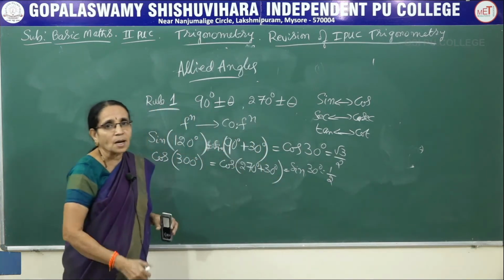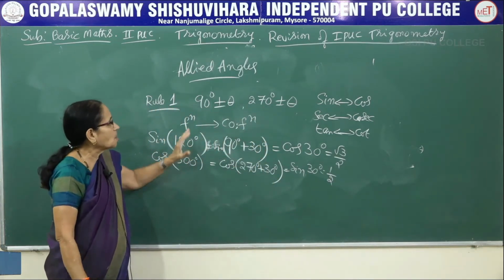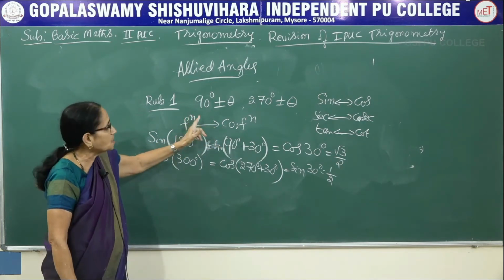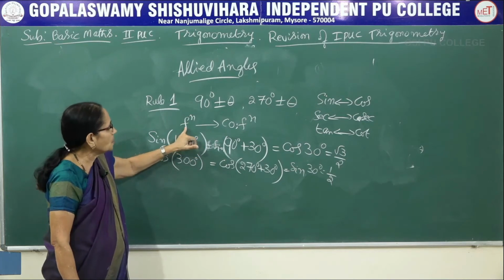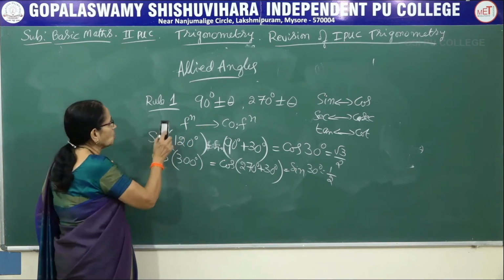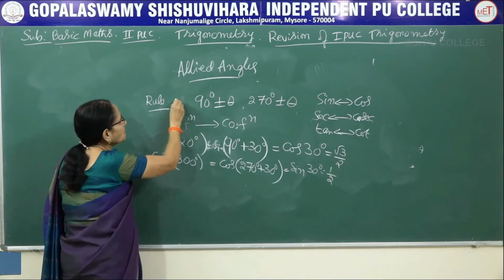So this is how we have to calculate the values, that is, using 90 and 270. If the angle is expressed using 90 and 270, then the function would be changed over to cofunction. This is the first rule.